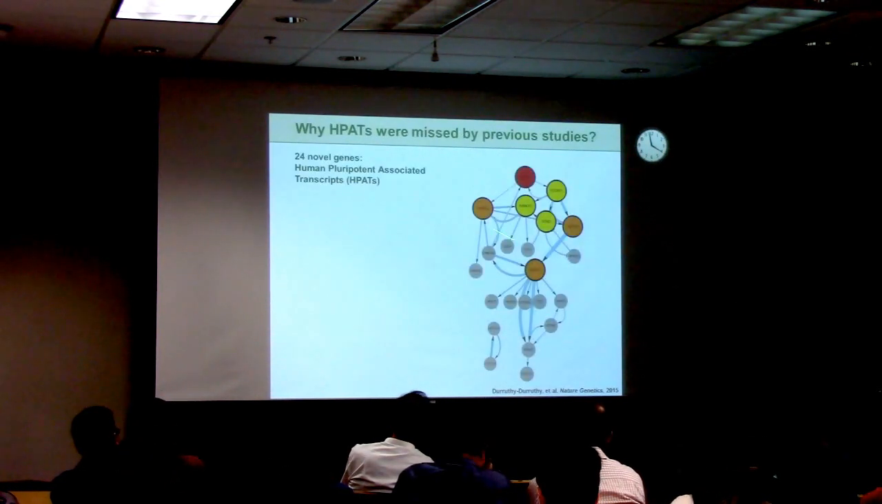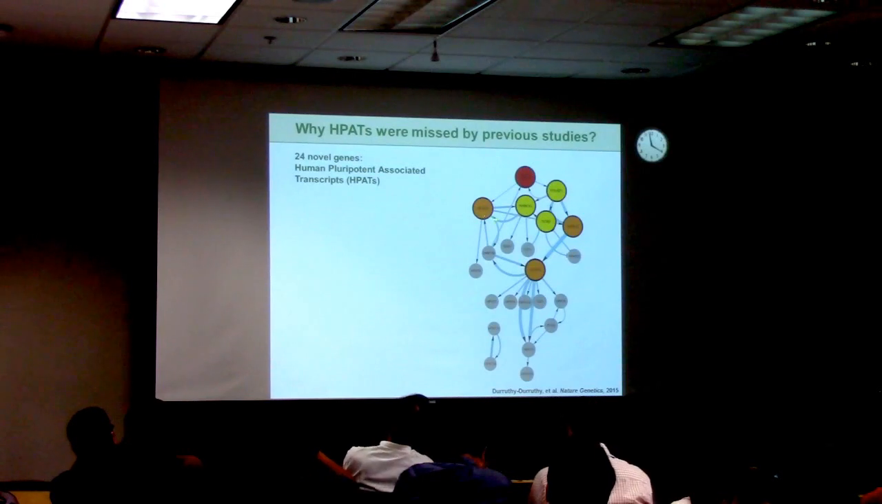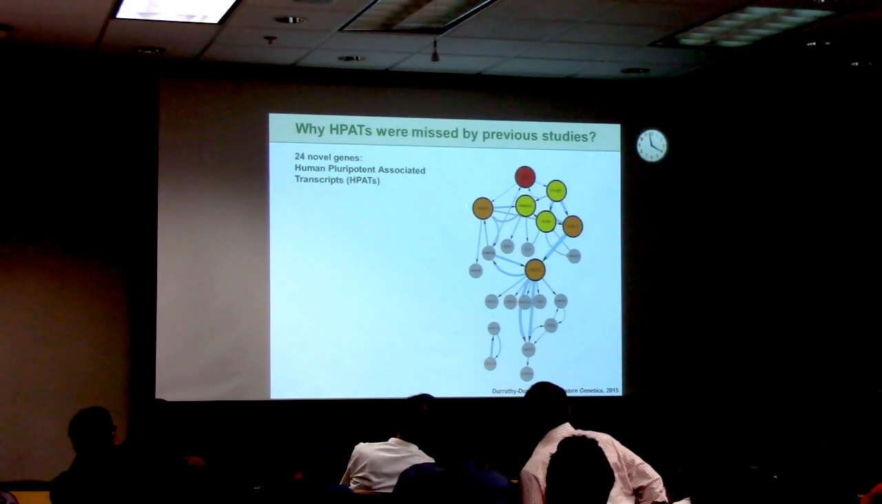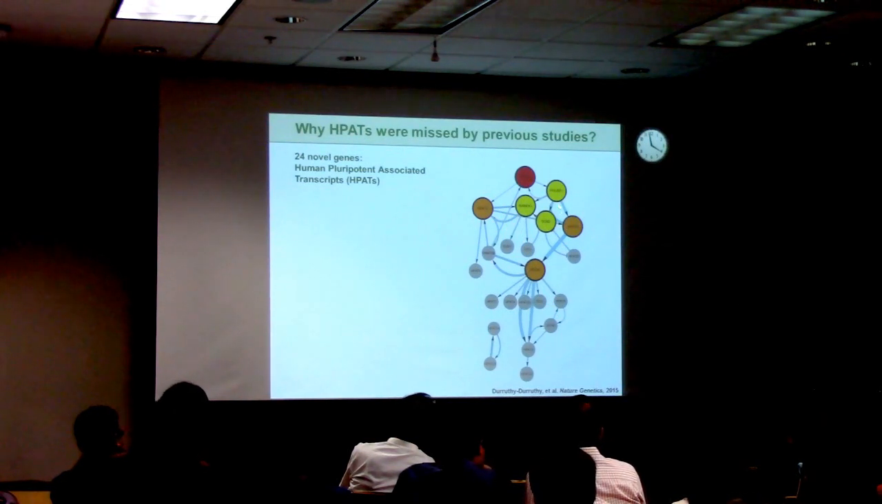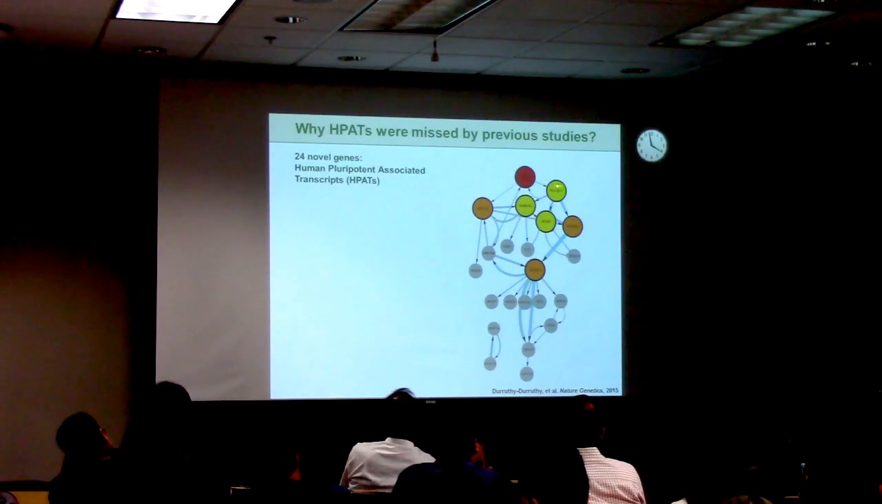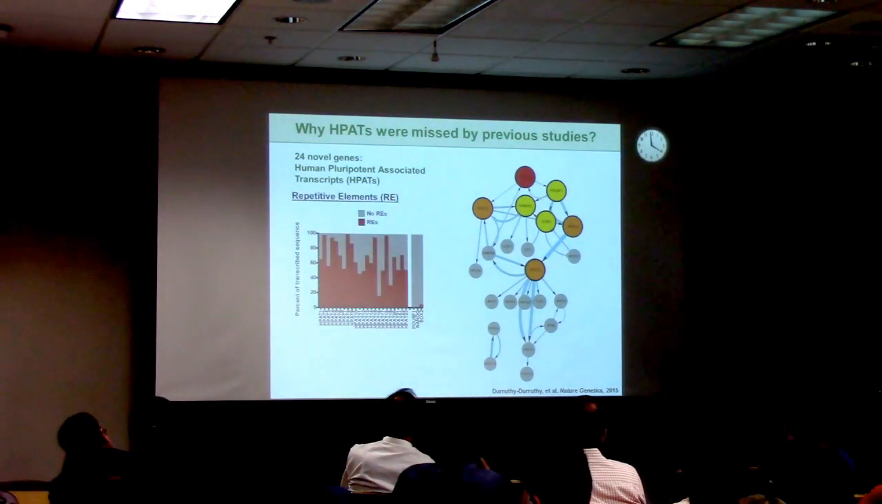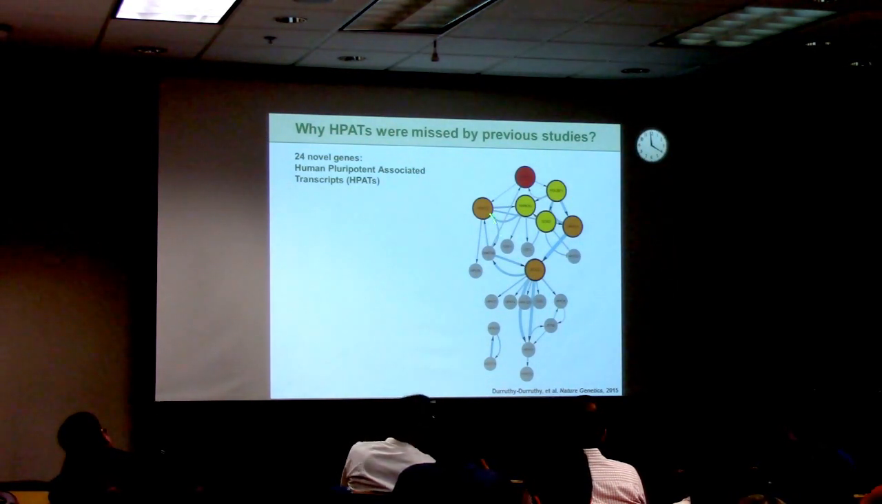Our collaborator did some follow-up knockdown experiments, and we find 3 of these novel genes. In total, we named 24 novel genes HPAT, human pluripotency associated transcripts. 3 of them have very strong interaction with the famous pluripotency markers, the OCT4, NANOG, and SOX2. They have strong interaction in the networks. And if we knock down one of them, then the pluripotency will be lost.